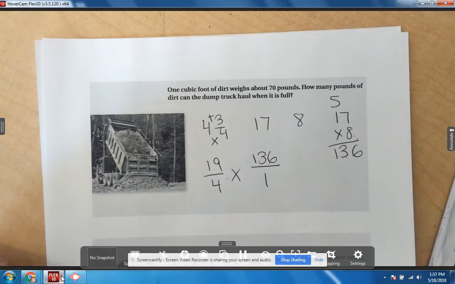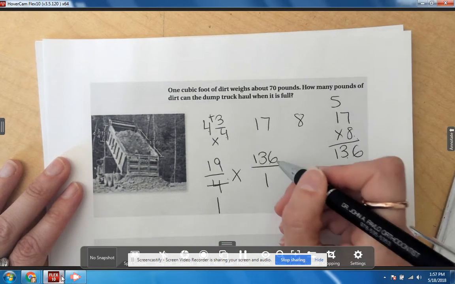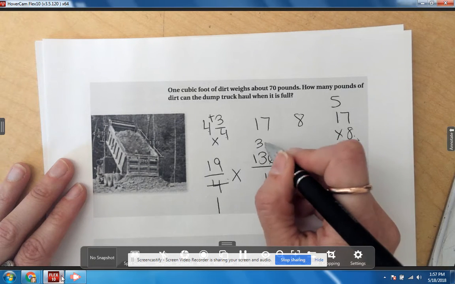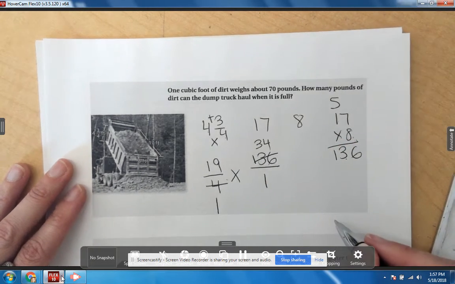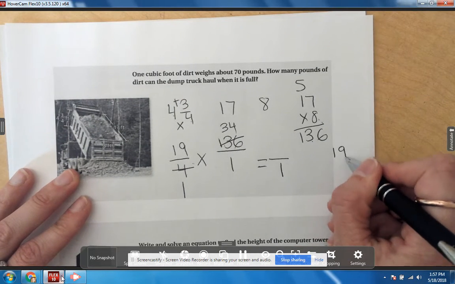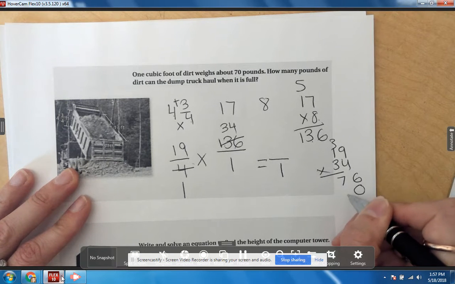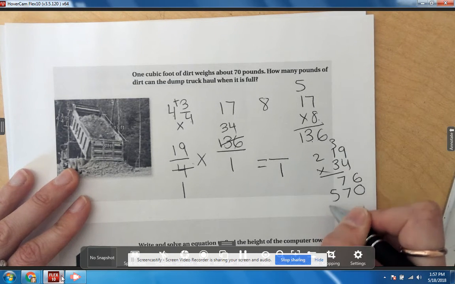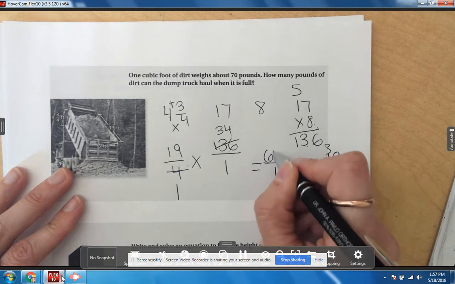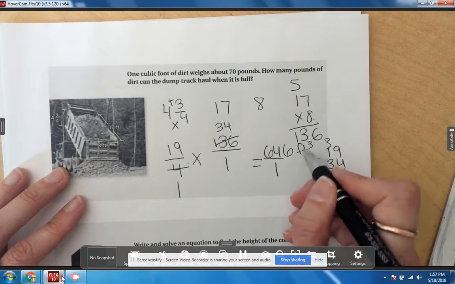I am going to cross cancel. I could divide these both by 4. 4 divided by 4 is 1. 136 divided by 4, let's see. So that's going to be 34. Okay, and now I'm going to multiply across. So the denominator is obviously going to be 1. So over here, I'll do 19 times 34. That gives me 646. So that means that the volume of this truck is 646 cubic feet.